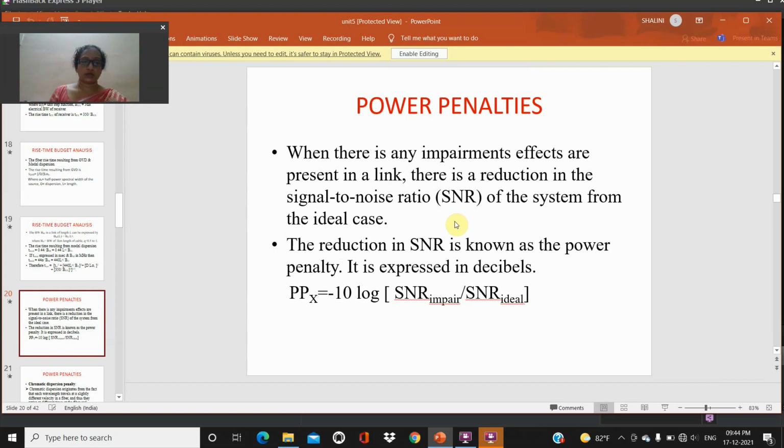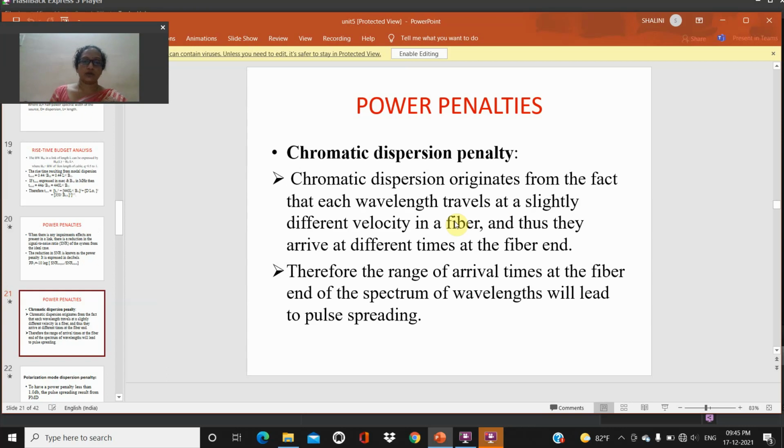Power penalties. When any impairment effects are present in a link, there is a reduction in the signal to noise ratio of the system from the ideal case. This reduction in SNR is known as the power penalty, and it is also expressed in decibels. That is, PP is equal to minus 10 log of SNR impaired by SNR ideal.